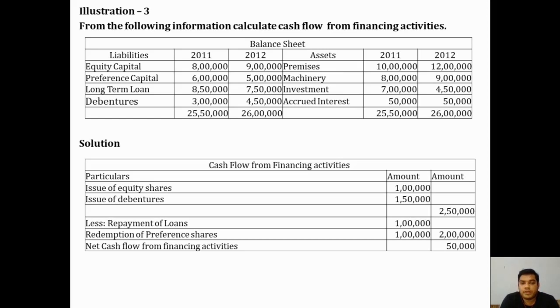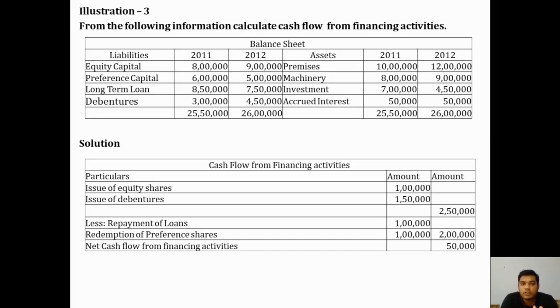Long-term loan: previous year we had 8 lakh 50,000, current year we have 7 lakh 50,000, which means we have repaid the long-term loan. So hence 1 lakh rupees is repayment of loans. Hence we have shown it on the outflow side, that is, less repayment of loans 1 lakh, redemption of preference shares 1 lakh. Debentures: the opening debentures are 3 lakh, the closing debentures are 4 lakh 50,000, which means we have issued debentures worth rupees 1 lakh 50,000. So the same we are adding as inflow of the fund.